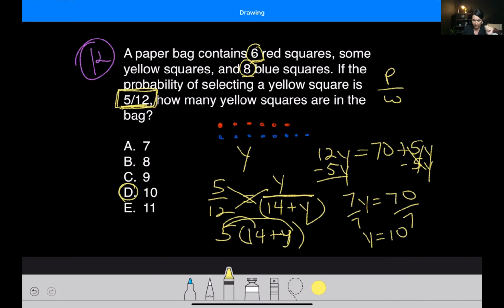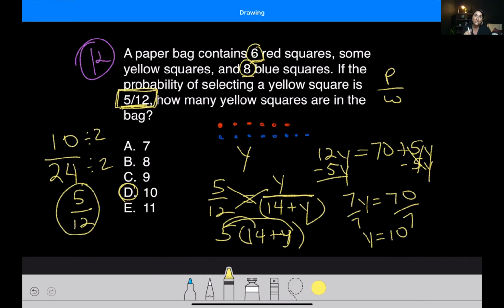Now we can check it. Let's go over to this side, to the left. We've got 6 red, 8 blue, and 10 yellow. So that means I have 24 total in the bag. If I have 10 yellow, my probability of picking a yellow is 10 out of 24, which if I reduce as much as it'll go, dividing this by 2 and this by 2, I get 5 over 12. So that's a way to check.